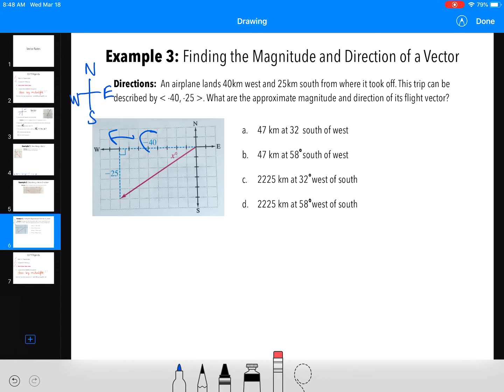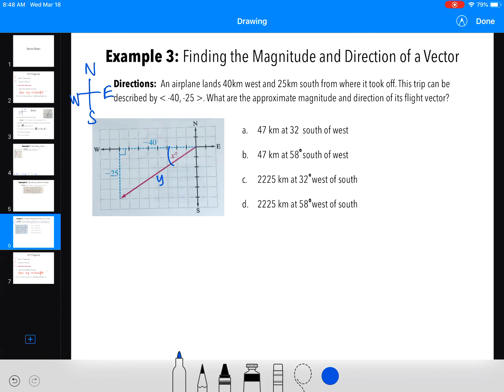All right? And I moved 25 kilometers south. Well, south is also going to be a negative value. This trip can be described by our vector of -40, -25. What is the approximate magnitude and direction of its flight vector? So I am wanting to solve for this value. Okay, I'm wanting my quote-unquote hypotenuse, and I'm also wanting to solve for my angle.